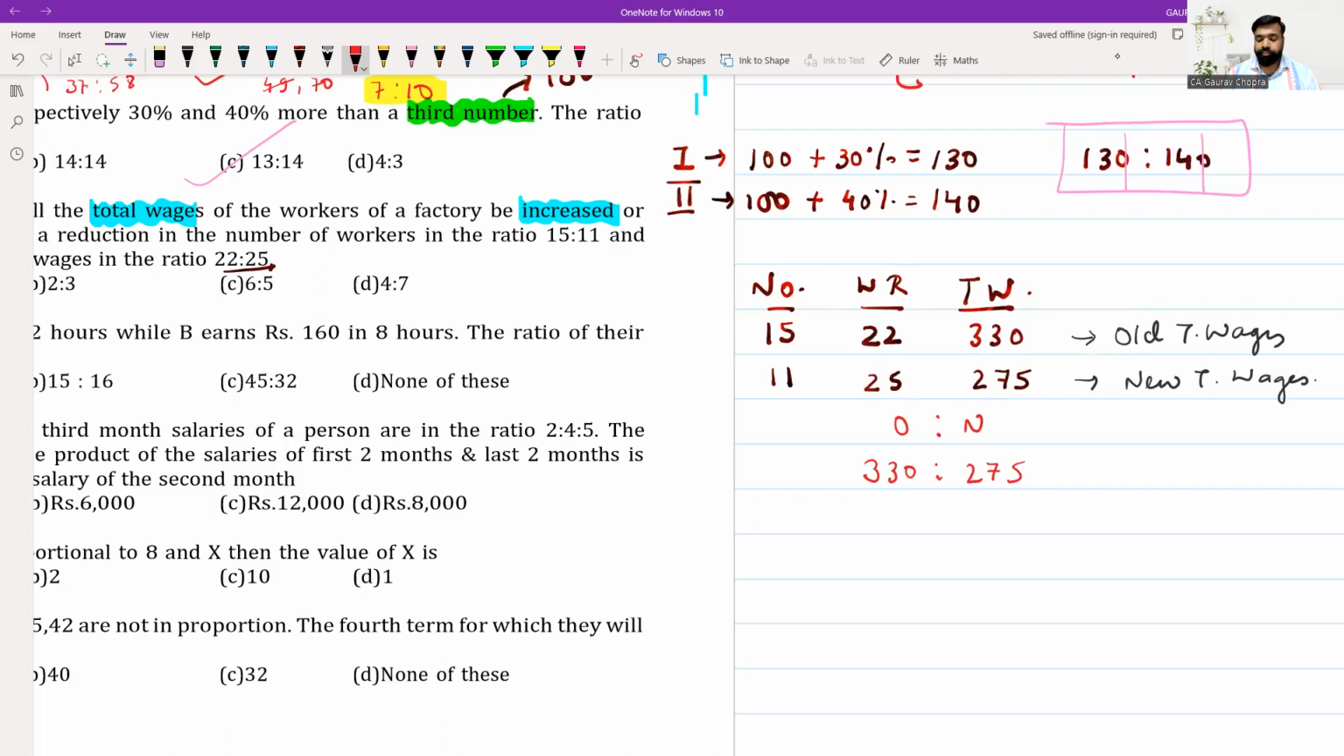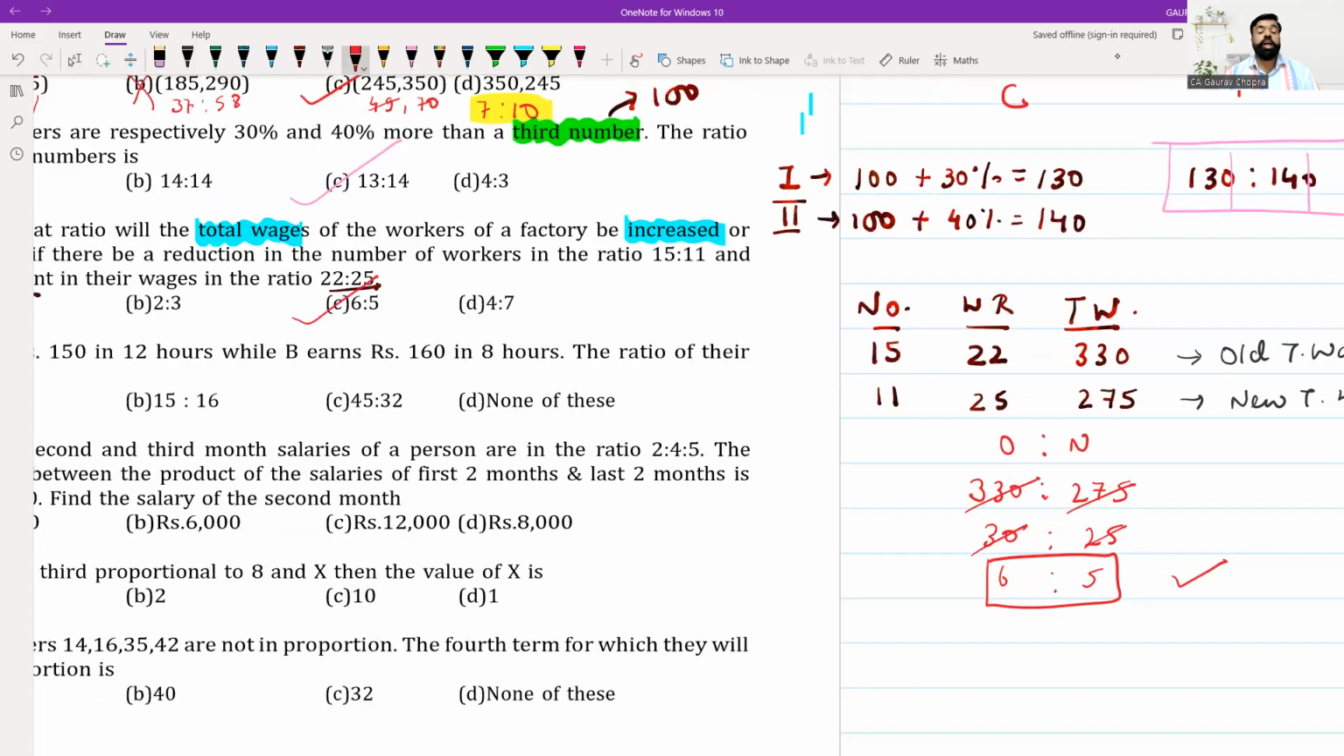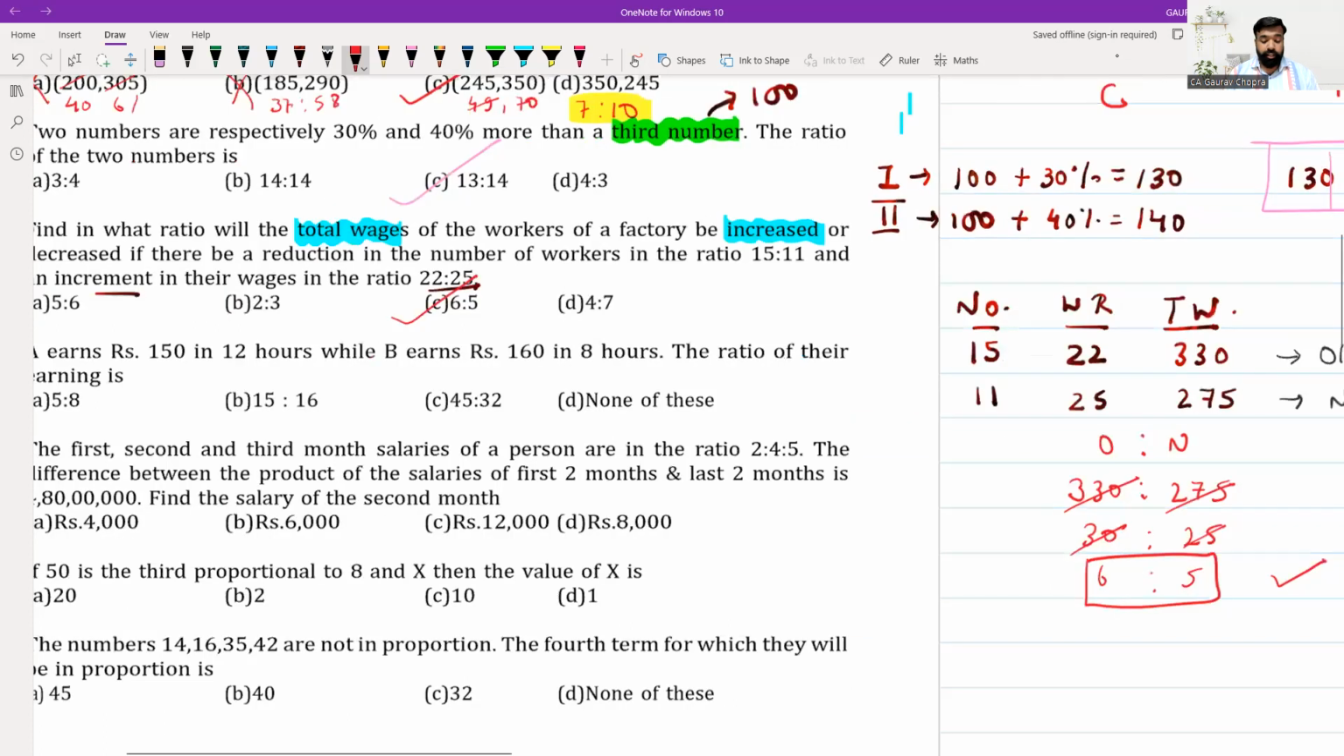You can cancel them. पहले cancel कर लें with the help of 11. Okay, 11 से आपने cancel किया, you get 30, and here you will get 25. Again you can cancel with the help of 5. 6 ratio 5. So 6 is to 5 is the correct answer. That is option number C. So this is the shortest way. The same question is available in your study material, but वहां पर method थोड़ा सा different given है, and I have used the shortcut way to solve this question. All right. I hope you like this shortcut way.